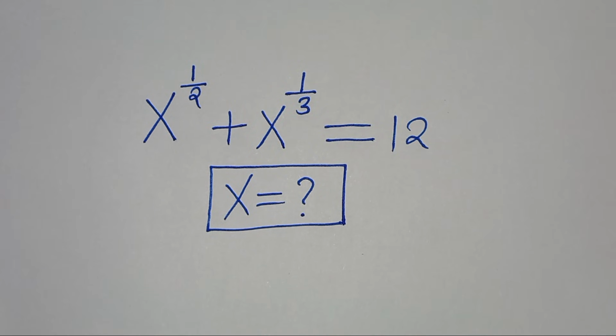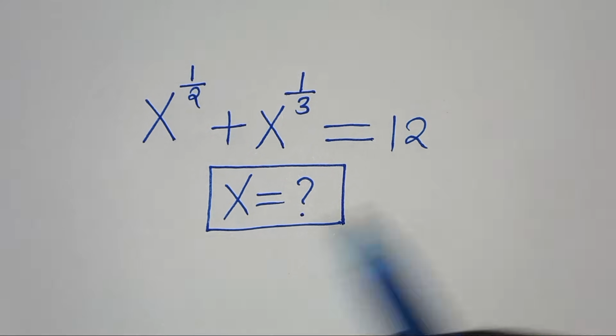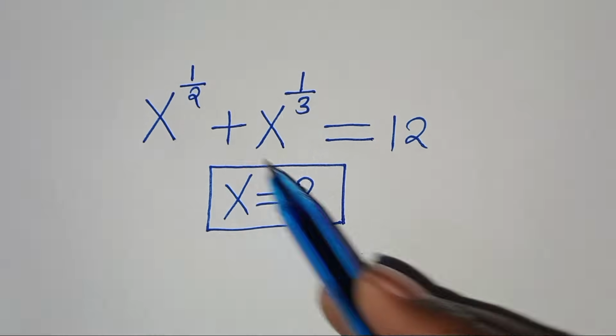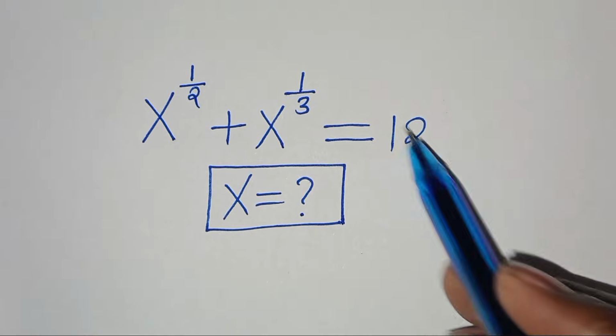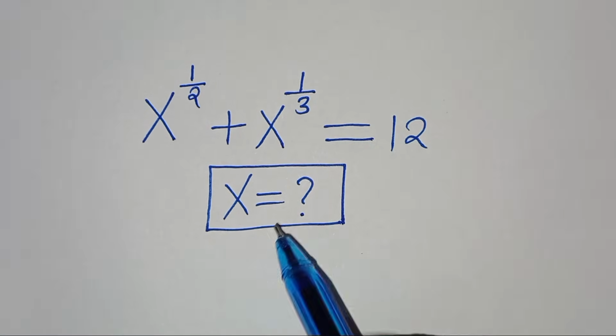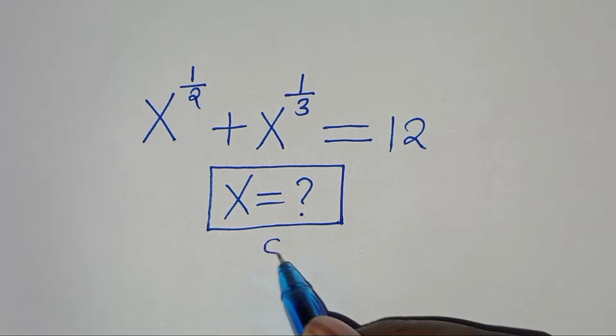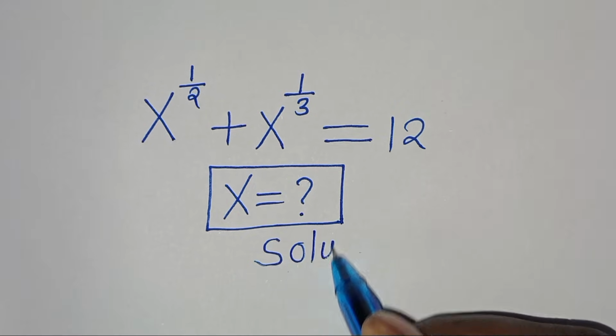You're welcome to solve this nice algebra problem, which is x to the power of a half plus x to the power of 1 over 3. This is equal to 12. So what is the value of x? Now let's provide a solution from here.